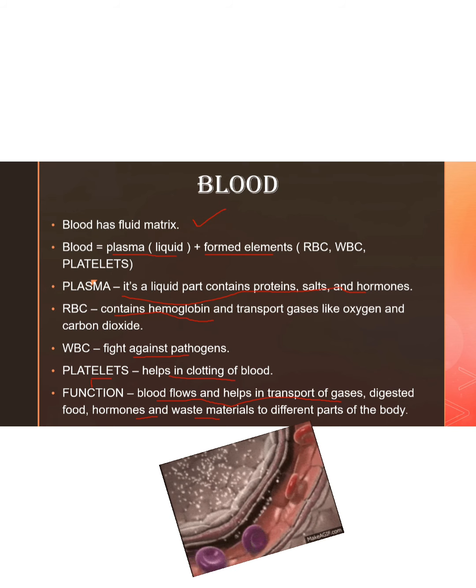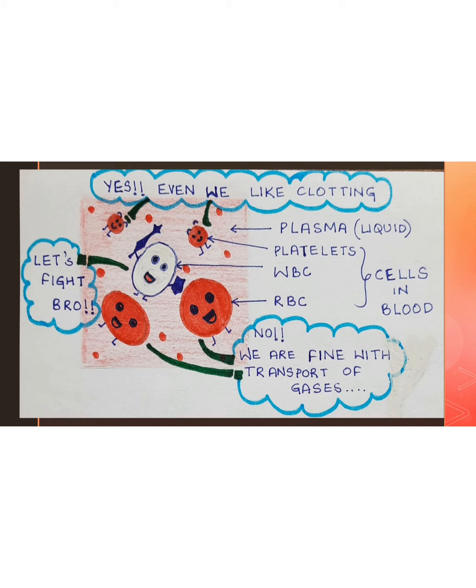Understood? Next. These are just simple representations of the RBC, WBC, or basically you should say the blood, so that you will understand which is plasma. Plasma is at the backside, a little liquid portion, and all these three cells are present inside it. Okay, as formed elements.